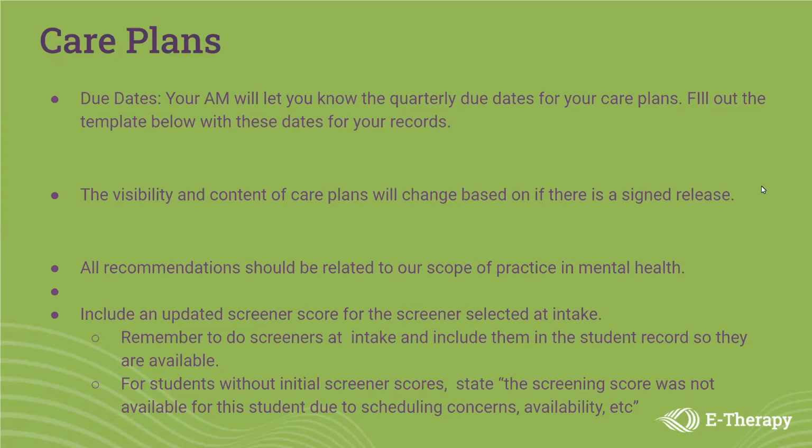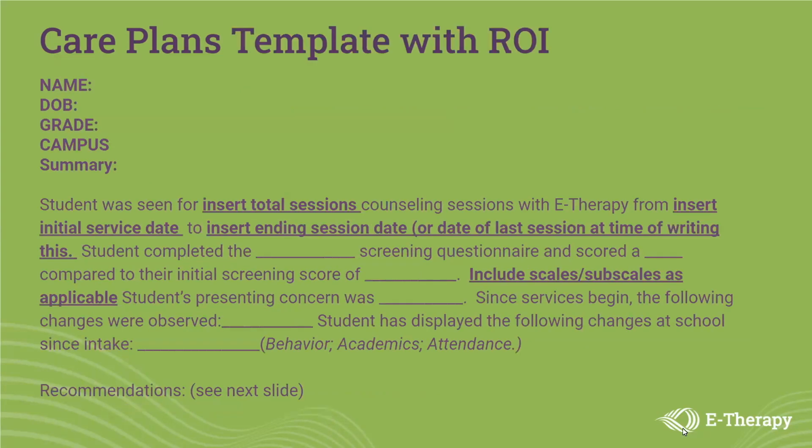Now let's take a look at what these care plans can look like. You're going to note when you have a release of information that you'll put a lot more information, including the total sessions, the service dates, what their initial screener score was, and what their presenting concern was, as well as what changes we observed academically and personally, including things like behavior, academics, and attendance. Then we're going to make our recommendations.